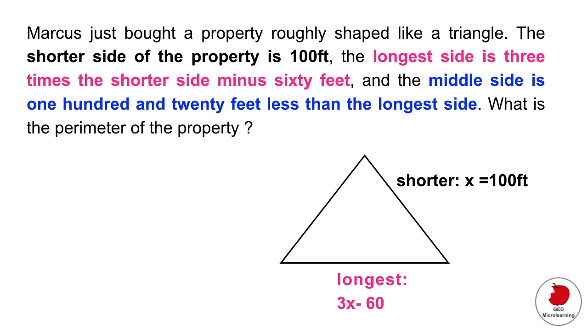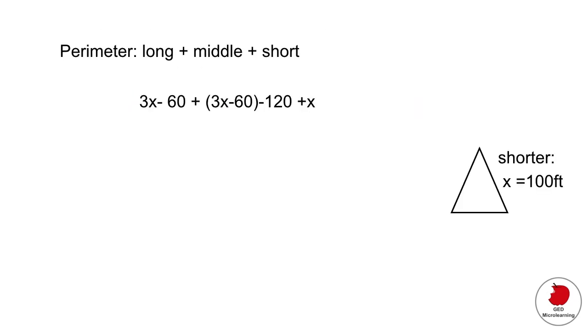And then in blue, it says the middle side is 120 feet less than the longest side. So we said the longest side is 3x minus 60, and then minus 120 feet would make it the length of the middle side. Now you're going to take all of these expressions and add them together to obtain the perimeter.